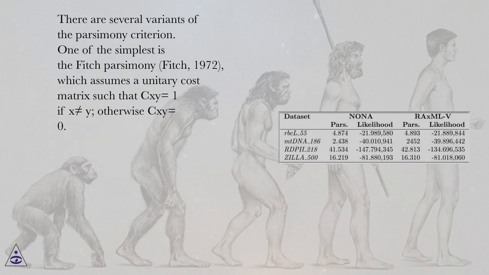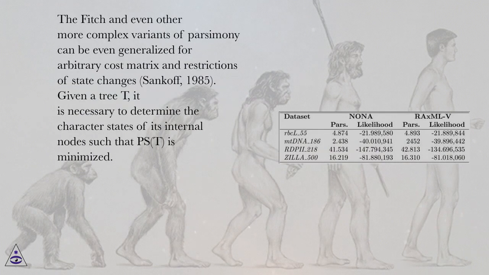There are several variants of the parsimony criterion. One of the simplest is the Fitch parsimony, Fitch, 1972, which assumes a unitary cost matrix such that c(x, y) equals 1 if x does not equal y, otherwise c(x, y) equals 0. The Fitch and even other more complex variants of parsimony can be generalized for arbitrary cost matrices and restrictions of state changes, Sankoff, 1985.